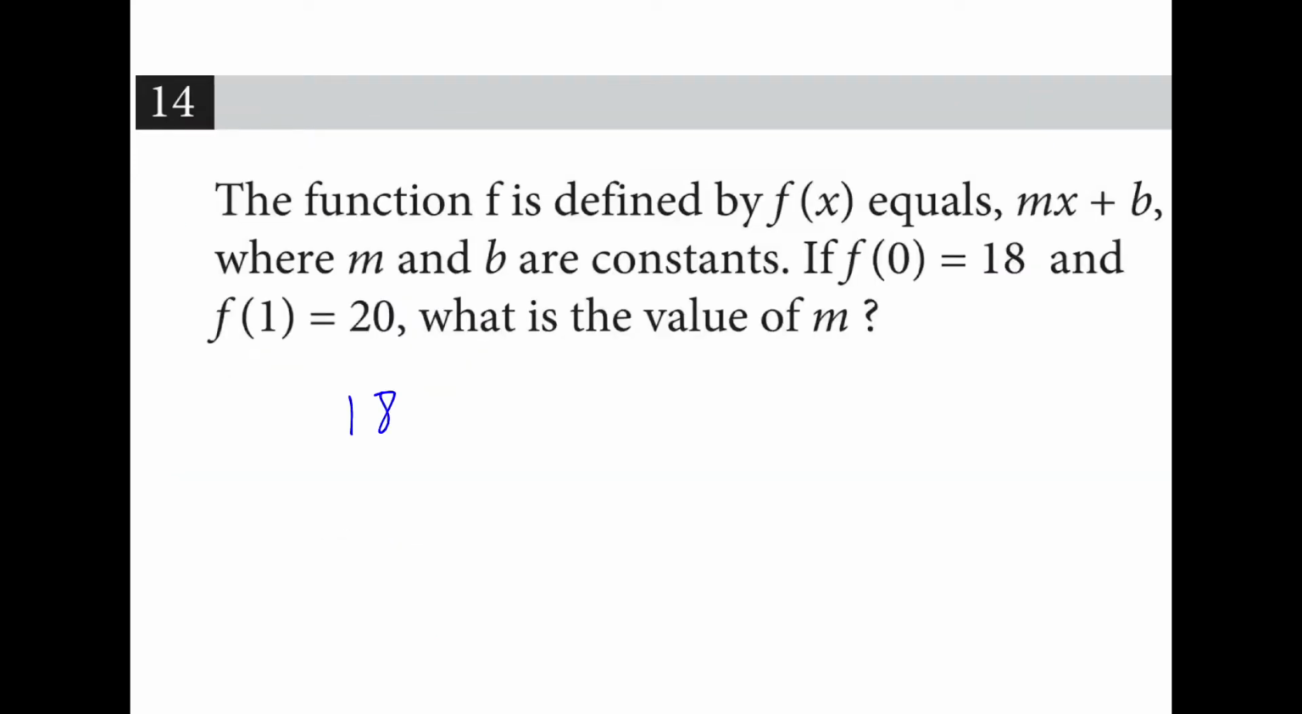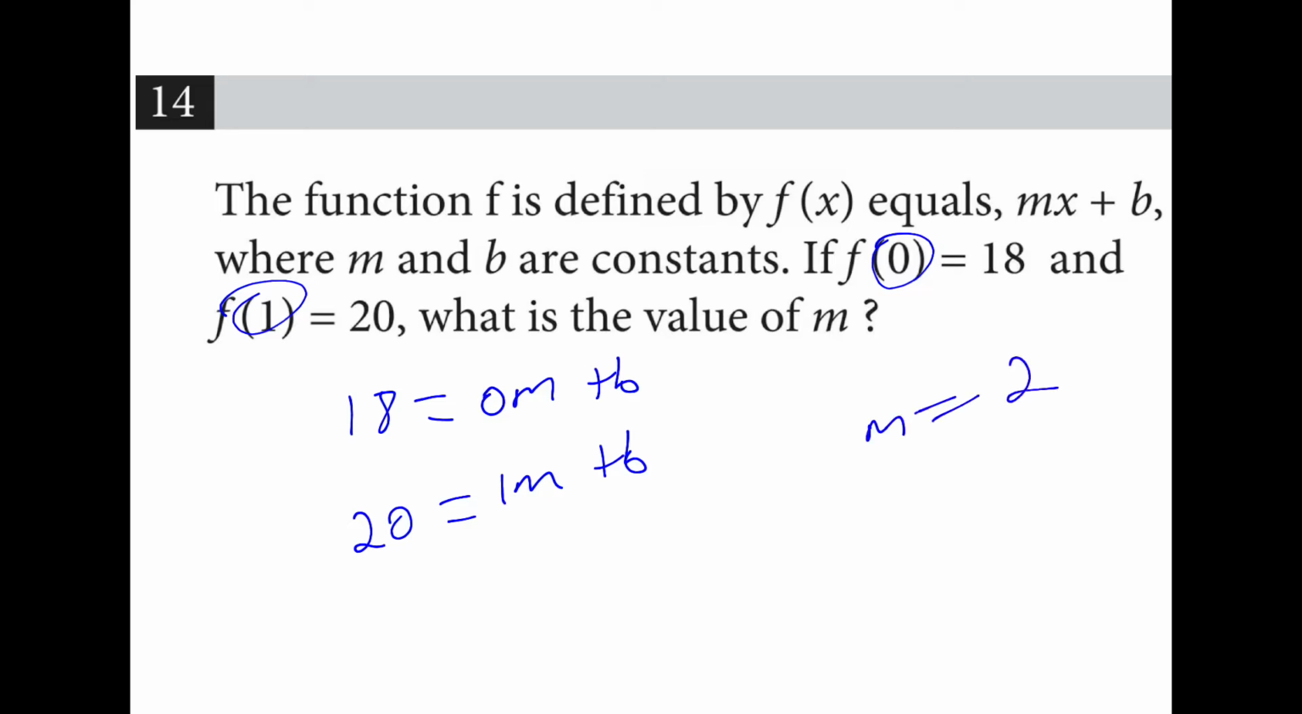So 18 is equal to 0m plus b, and 20 is equal to 1m plus b. Well, since these are linear, and the amount I'm plugging in goes up by 1, and the result goes up by 2, m is going to be 2. You can also use this first one, because 0m cancels out, to find out that b is 18. And if we plug that in, we can use that to figure out m.